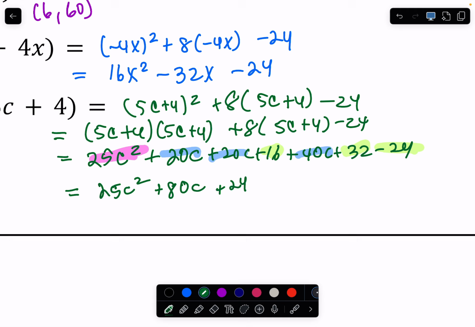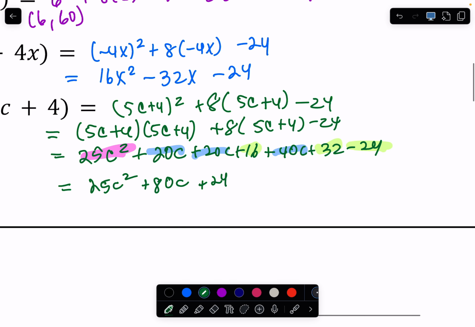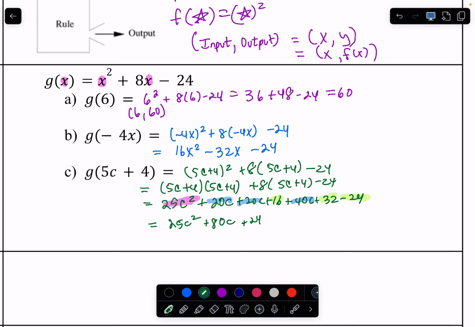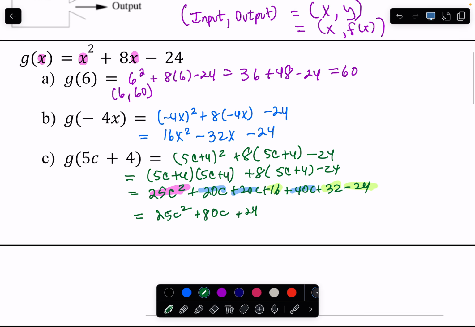Now, I don't expect you to do anything else. That is what it is. So just leave it. You can write it grossly as an ordered pair. I mean, it is like 5c plus 4 is your x, 25c squared plus 80c plus 24 is your y, but that isn't very helpful when they're not actual numbers. So I would just leave it the way it is. Okay. Are there any questions about inputting into a function?